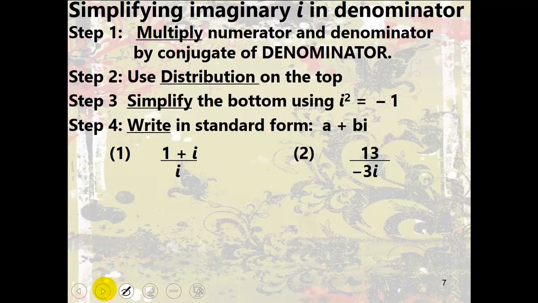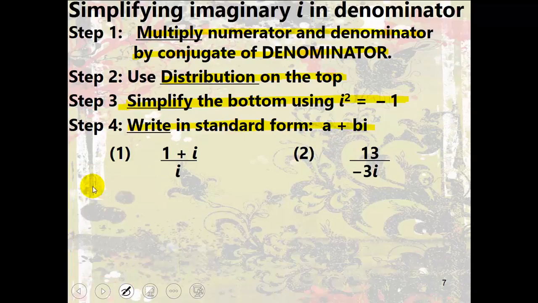When we have just an imaginary number in the denominator, we are going to multiply both the numerator and the denominator by the conjugate of the denominator. The next thing we're going to do is distribute on the numerator. We're going to use our quick method of simplifying multiplication by conjugates to simplify the denominator, and we're going to write in standard form.